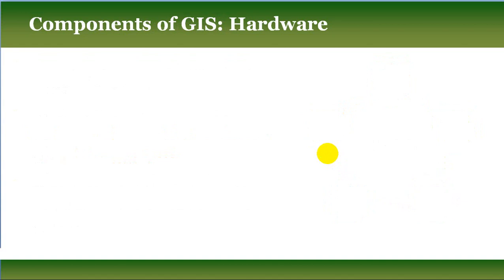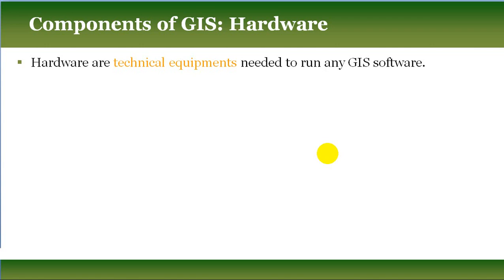So the first one is hardware. Hardware simply means we need a computer. That may be a desktop computer, a laptop computer, or even nowadays in a tab or smartphone you can use GIS. Or in the case of a large organization, we may also need a server computer like a mainframe computer where multiple users will simultaneously use GIS. So ultimately, whatever the type of computer, we need a computer as hardware.